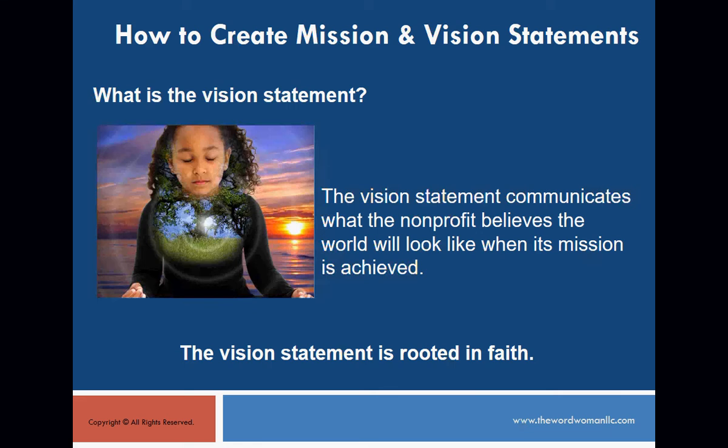So the vision statement is a little bit different in that it's looking not from the starting point of why we got started, but at what we hope to see when we get finished. Your vision statement will communicate to the rest of the world, as well as to your internal stakeholders, what the nonprofit believes the world will look like when the mission is achieved.